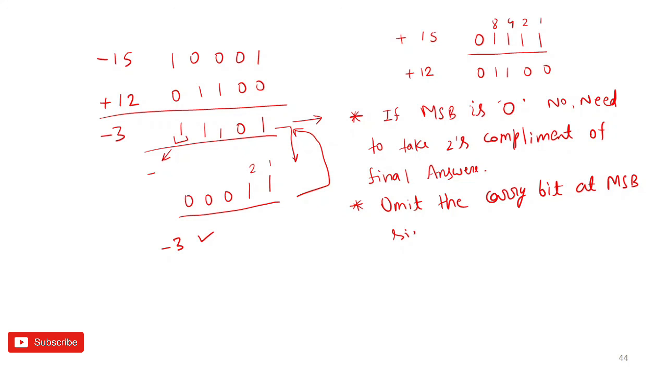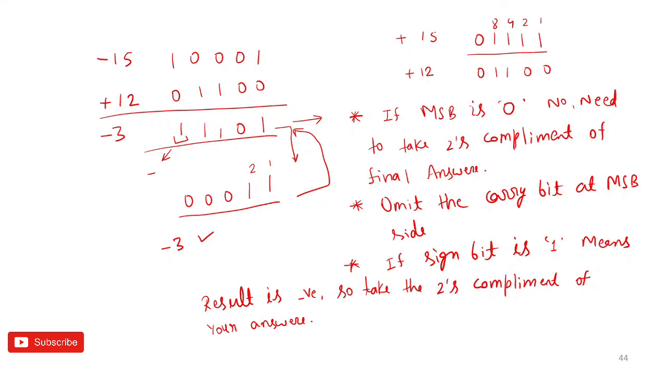Okay, next important key point: if the sign bit is negative, this point is important. If the sign bit is 1, it means the result is negative. So take the 2's complement of your answer. As you are getting here, this sign bit is 1, so you take the 2's complement and this is your final answer. Okay.